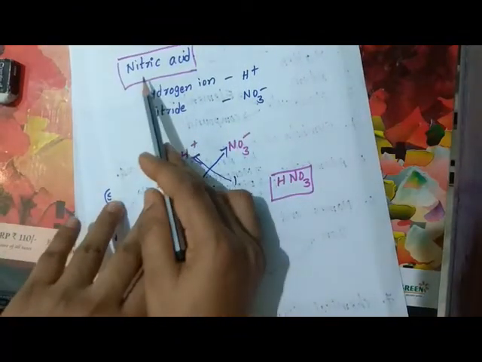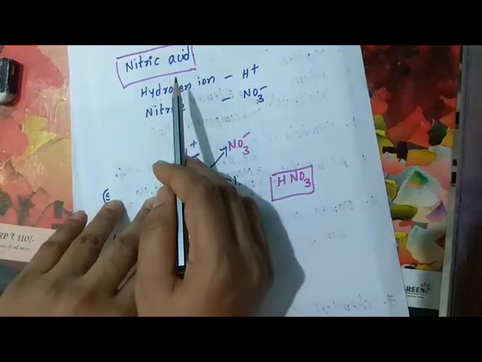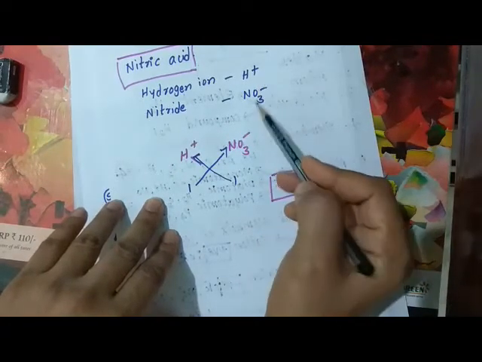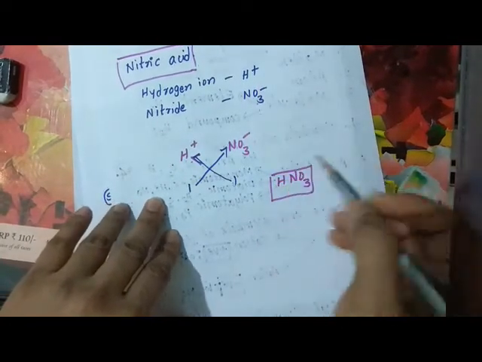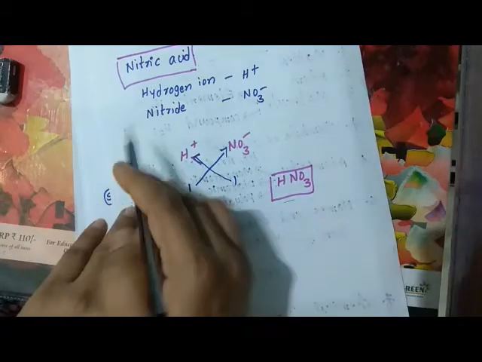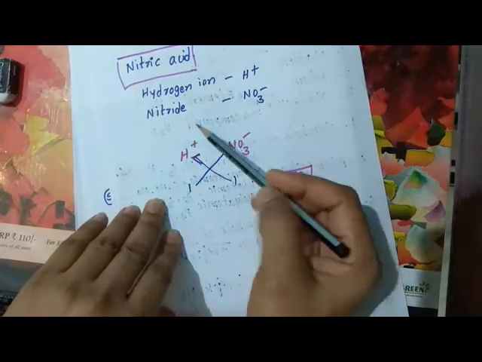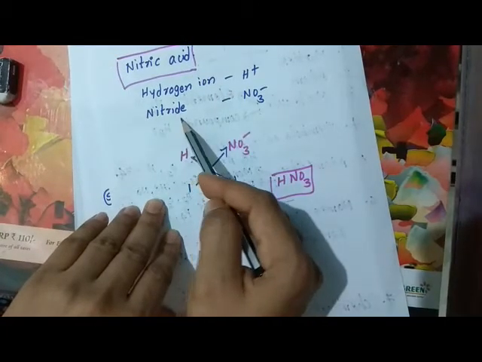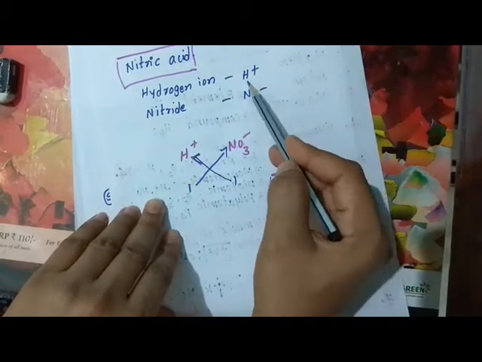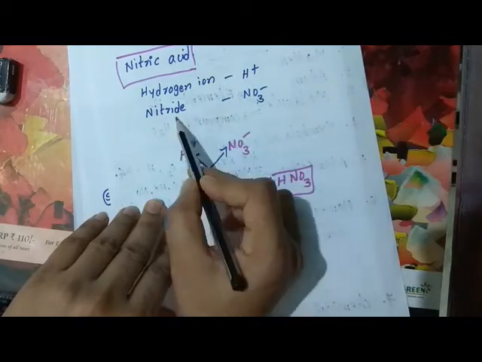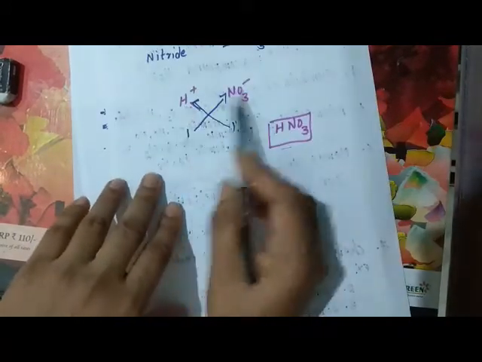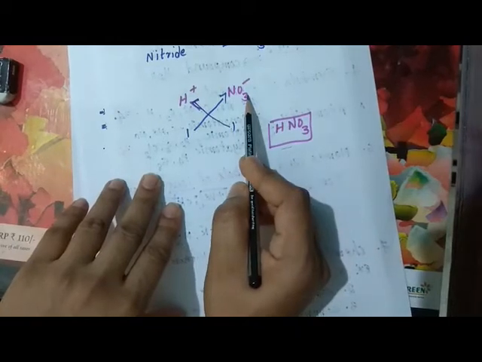I will show one example of how to do it. If you know the symbols of ions, then it is easy to write a chemical formula. For example, I have taken nitric acid. Nitric acid is formed by the hydrogen ion and nitrate. Hydrogen ion is H plus, and nitrate is NO3 minus. Just write it like this: H plus and NO3 minus.